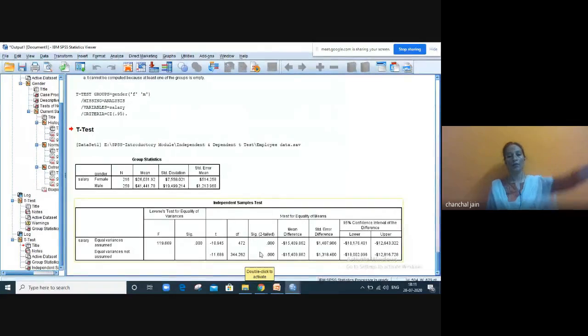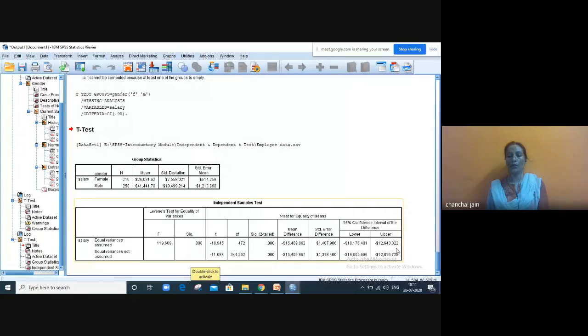And I hope you have the null hypothesis in your mind, that we have set the null hypothesis as there is no significant difference in the salary of male and female employees. So this particular hypothesis is rejected. Alternatively we can say that there is a significant difference in the mean salary of male and female employees. So this would be the conclusion of the independent sample t-test.